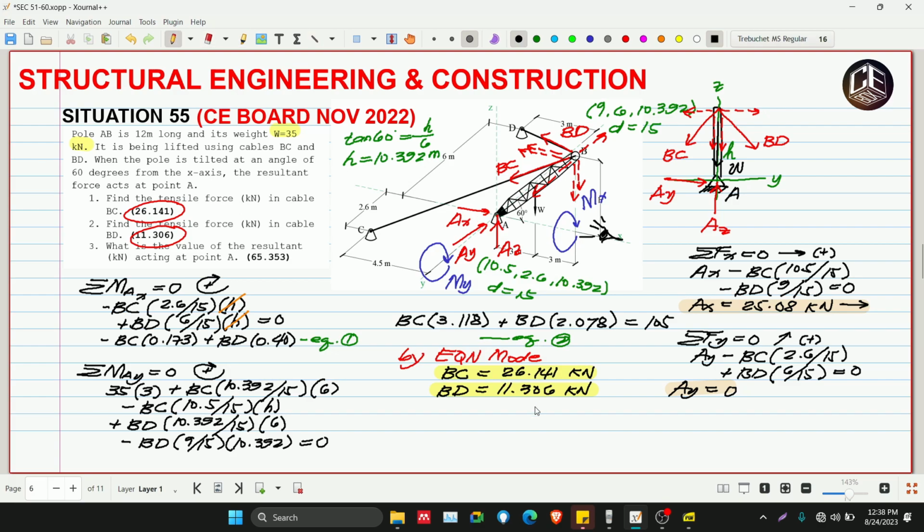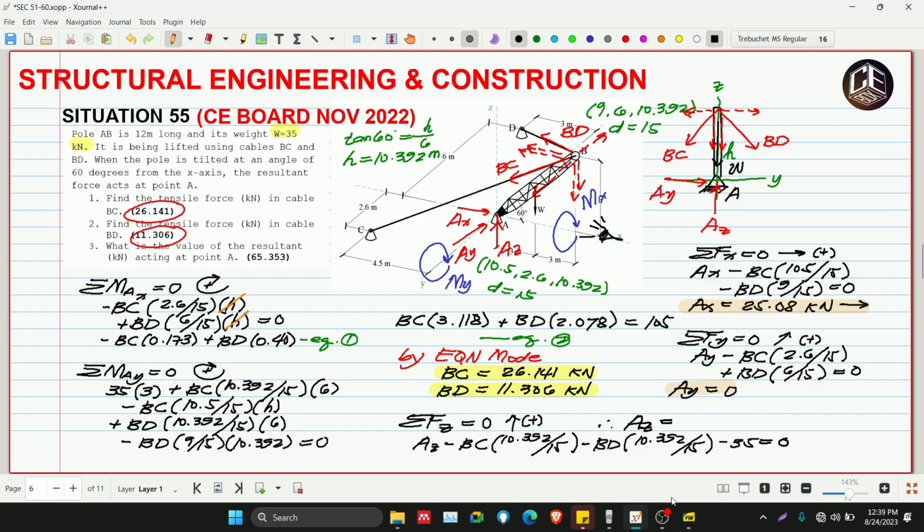And next, AZ. So, para makuha ang AZ, kailangan natin ng summation of forces along Z direction. Sabihin natin ang upward is positive. So, upward is AZ. Upward siya. Then, minus parehas, no? Minus yung BC and BD. Ang BC natin is 10.392 then over 15. And then, minus BD. Then, multiplied by 10.392 over 15. Tapos, syempre, huwag nating kalimutan yung W. So, negative 35 is equivalent to 0.